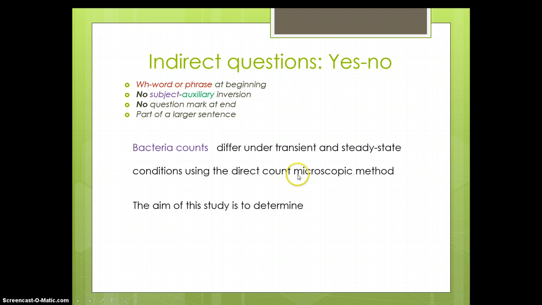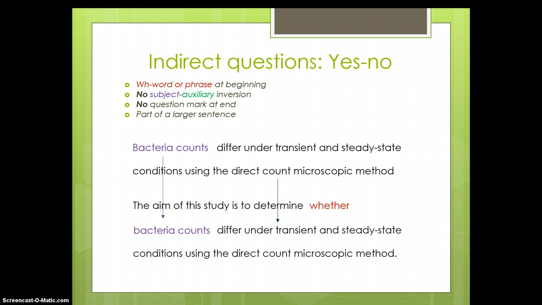And now, well, what are we going to do here? We don't have anything to turn into a WH phrase. Nothing to turn into what, where, when, who, why, how. But we still have to have a WH word or phrase. So for yes-no questions, there's a WH word that does that. Whether. It doesn't show anything. It just indicates that this is a question. It's a yes-no question, indirect, as part of a larger sentence. And then our subject, bacteria counts, and then the rest of the sentence, differ under and so on.